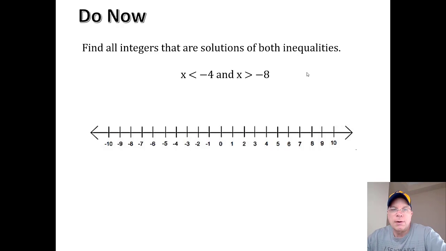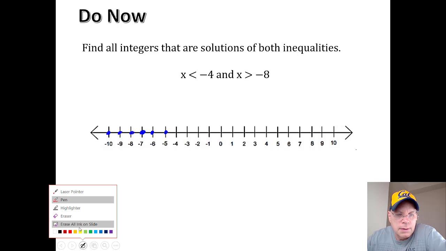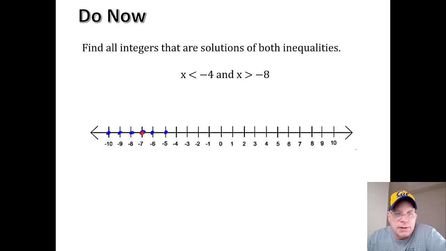Okay, the numbers that are less than -4 would be numbers like -5, -6, -7. I should say the integers. -8, -9, all the way to -infinity. The numbers that are greater than -8 would be numbers like -7, -6, -5, -4, -3, all the way to positive infinity. The ones that are solutions to both would be just these.